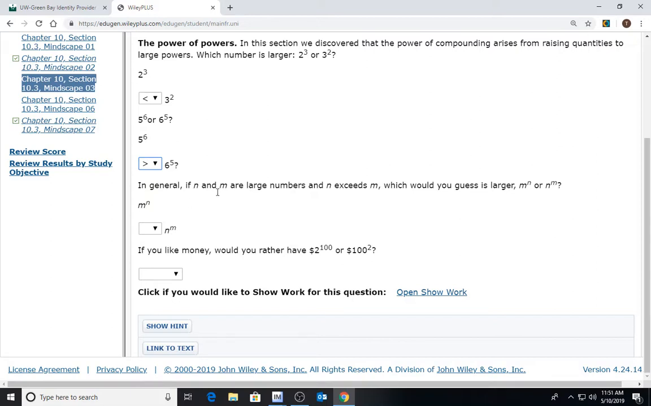So which is bigger here? N is bigger than M. So the author just put that first case in there to show you, well, if the numbers are little, then it's not always true. But with bigger numbers, it's this case. So you'd rather have 2 to the 100th power than 100 squared.